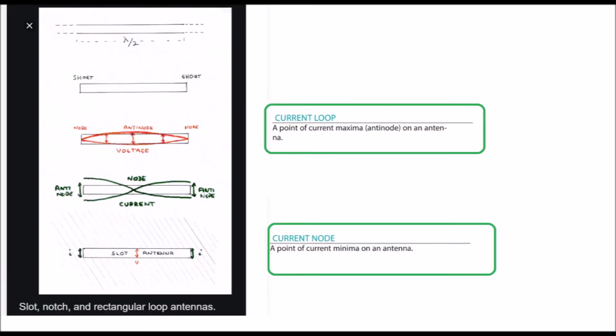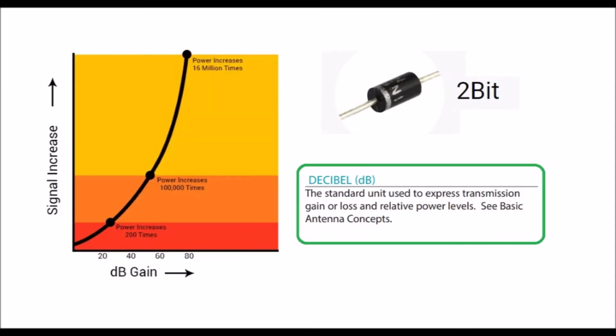Current loop. A point of current maxima, antinode on an antenna. Current node. A point of current minima on an antenna. Decibel. The standard unit used to express transmission gain or loss and relative power levels. See basic antenna concepts.